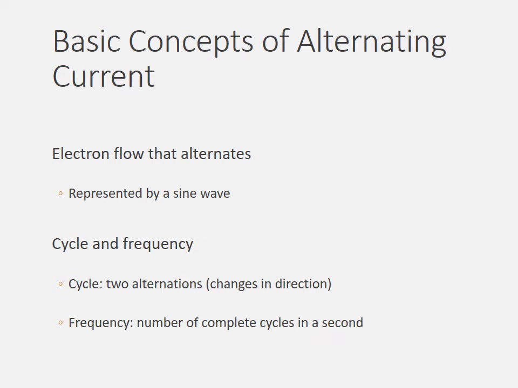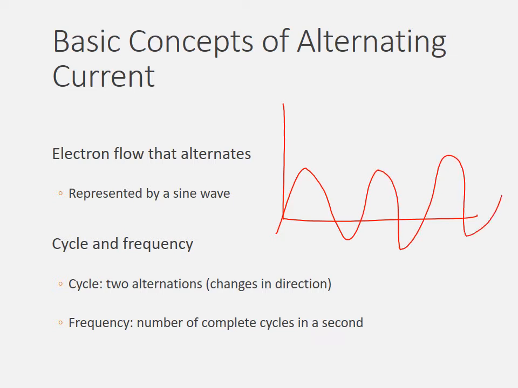Basic concepts about alternating current. It's represented by a sine wave. What is a sine wave? It looks something like that. That's a sine wave. It goes back and forth. Why is it called a sine wave? I will explain. This is basically a representation of something cyclical, something that goes in cycles, and we'll understand why.